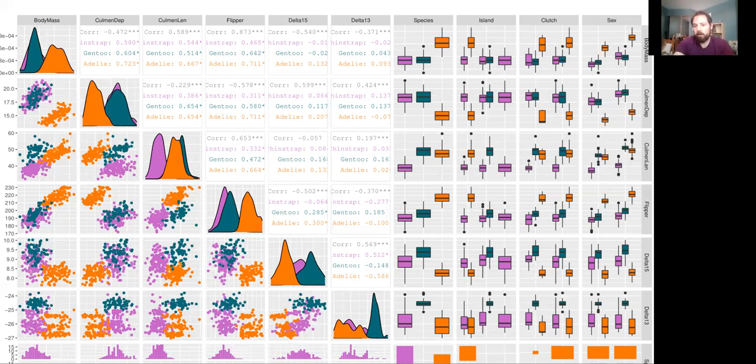Compare that to sex, where I've got purple versus purple, female versus male. Male is higher body mass. Green versus green, male is higher body mass, and orange versus orange, male is higher body mass. So the biological sex of the penguin might be an important predictor.